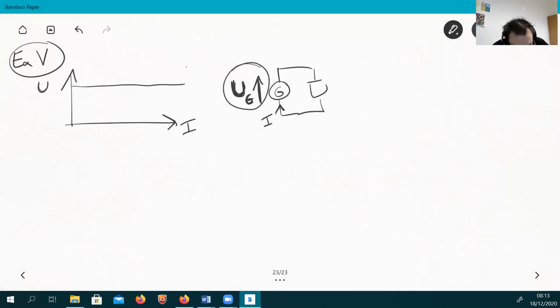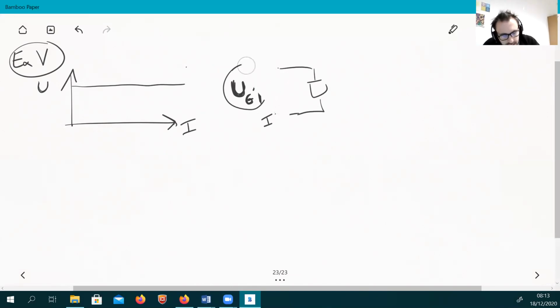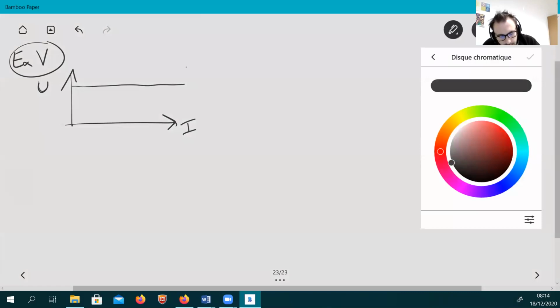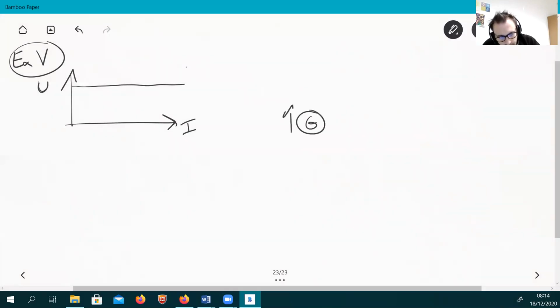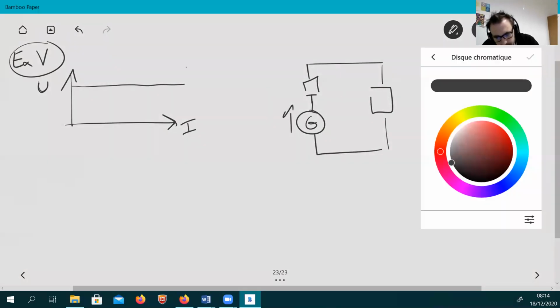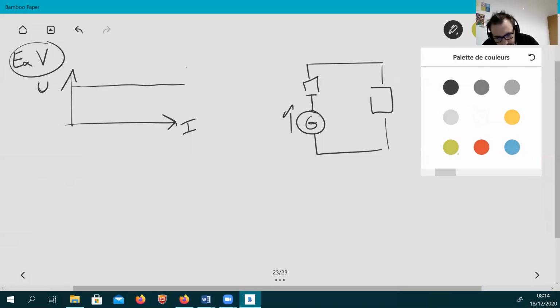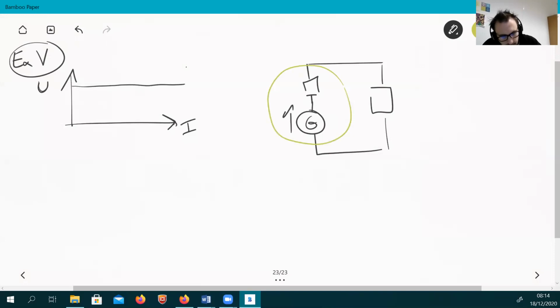This is what we call the ideal case, but in the non-ideal case, this is a wrong way to represent a voltage generator. In fact, you have to associate a voltage generator with what we call an internal resistor, and then you have the rest of the circuit. This is now your non-ideal generator.